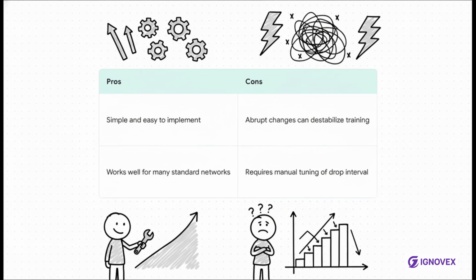But, and this is a big but, those sudden abrupt drops in the learning rate can sometimes shock the model a little bit, destabilizing the training. Plus, you have to manually decide when to drop the rate and by how much, which feels a lot more like guesswork than science sometimes.